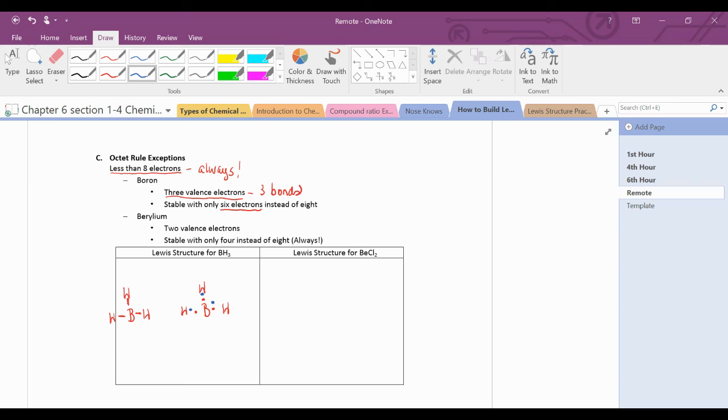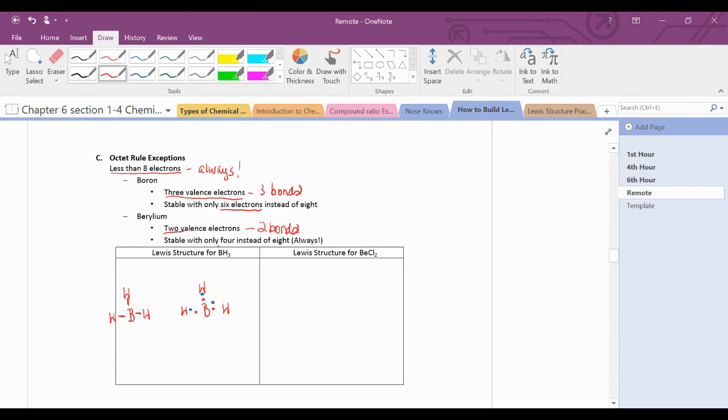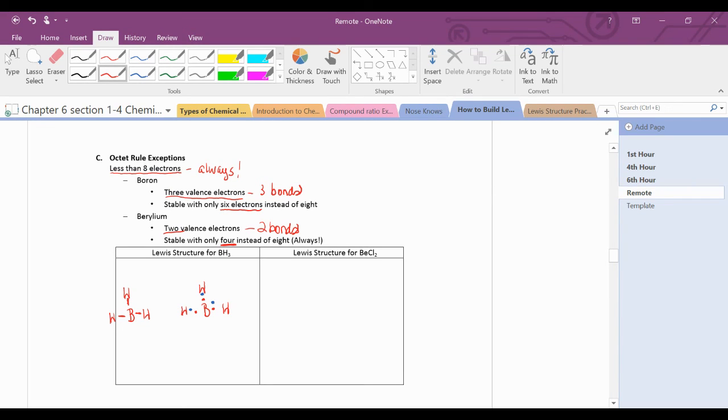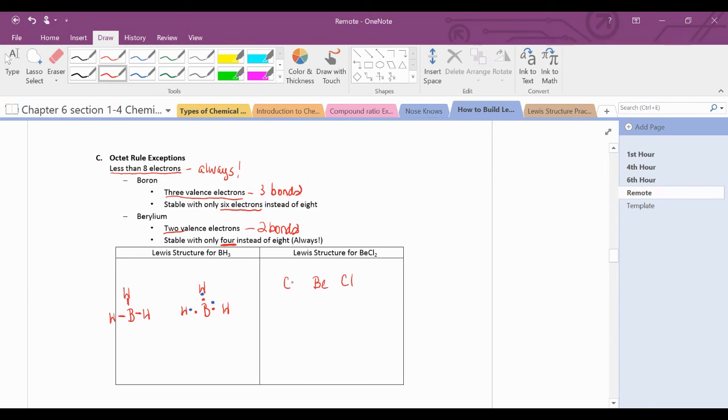So beryllium is in group 2, so it only has 2 valence electrons. And so this means that when beryllium bonds, it will only be able to form 2 bonds. And if each bond is made up of 2 electrons, it will have just 4 valence electrons instead of the 8. All right, and we can draw an example by looking at BeCl2. So beryllium would be my central atom, and we would put 2 chlorines surrounding it. And again, we can use dashes to represent my 2 bonds.